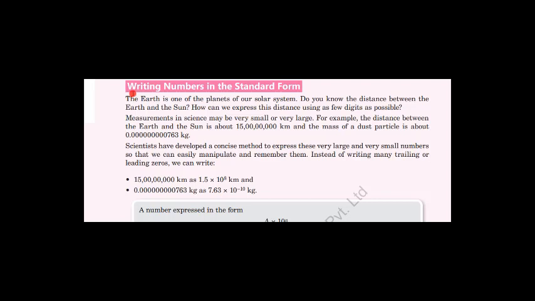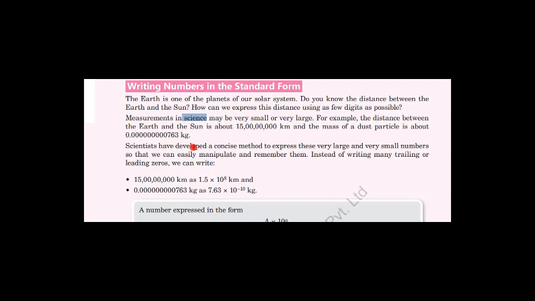So students, now we'll start with a new topic, writing numbers in the standard form. Standard form is a way of expressing numbers in the exponential form. It's used mostly in science, as you studied, for example, the distance between the earth and the sun is about this many kilometers, and the mass of a dust particle is about this many kg. So these are the problems faced by scientists.